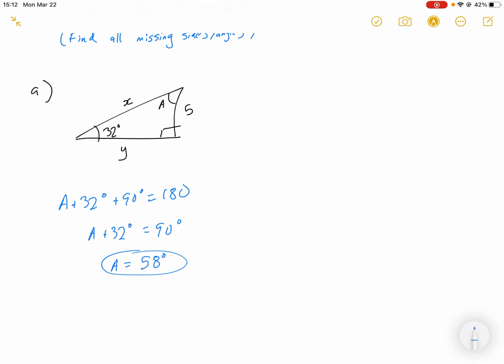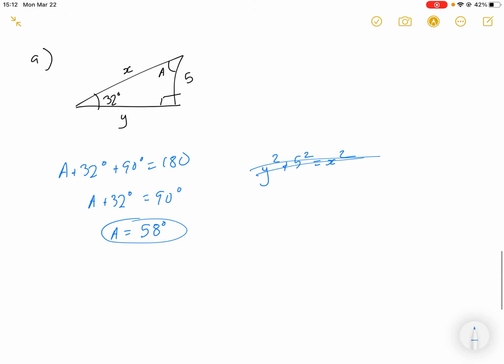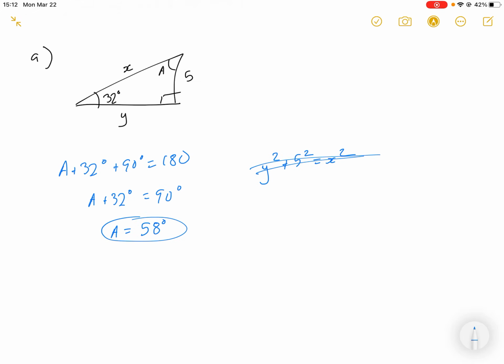Now for the side lengths, we might think, well, the Pythagorean theorem could help us. So if I did y squared plus 5 squared, I should get x squared. The problem is there are two unknowns here, so we're not going to use that yet. What we're going to do first is trigonometry.